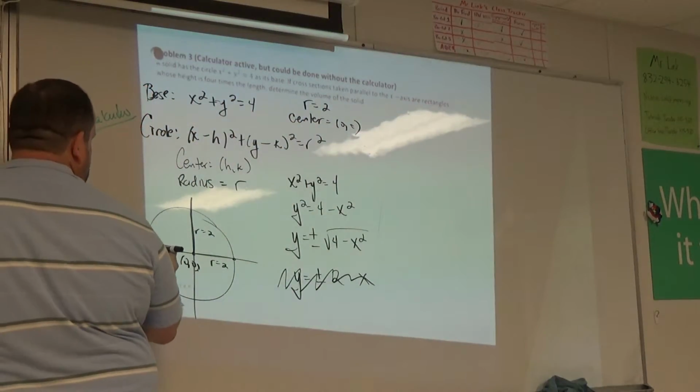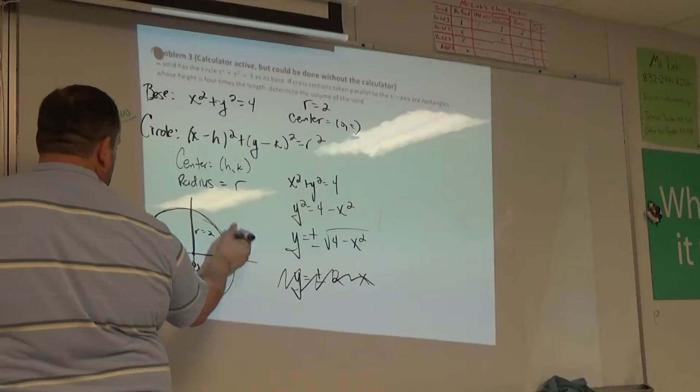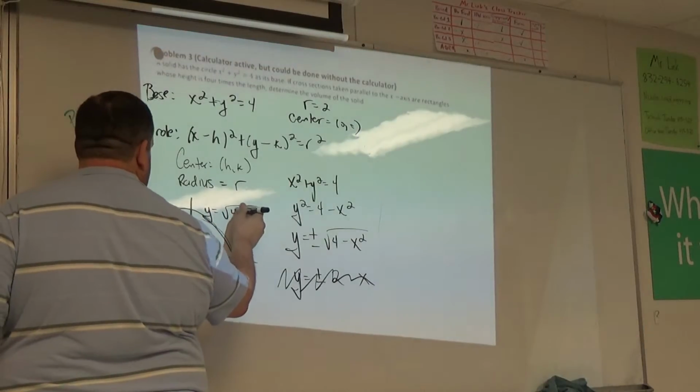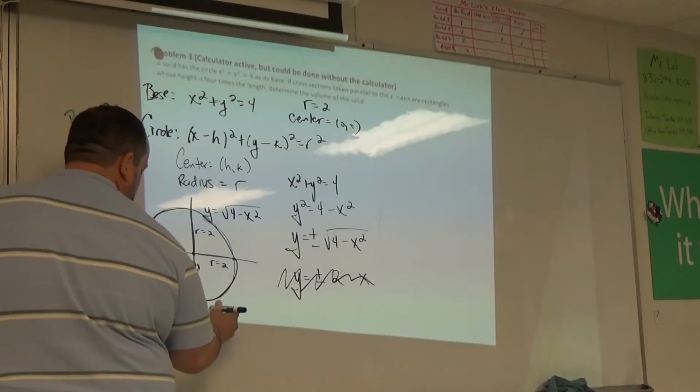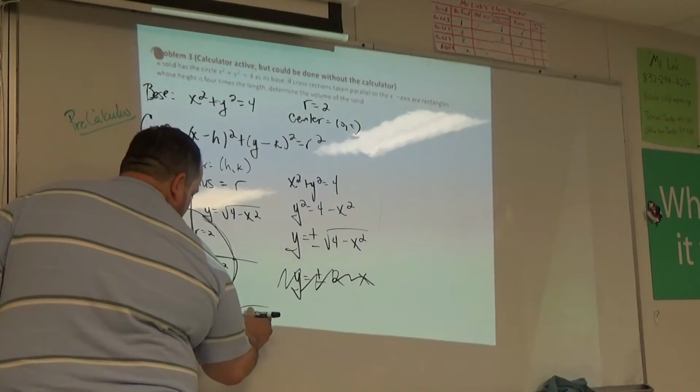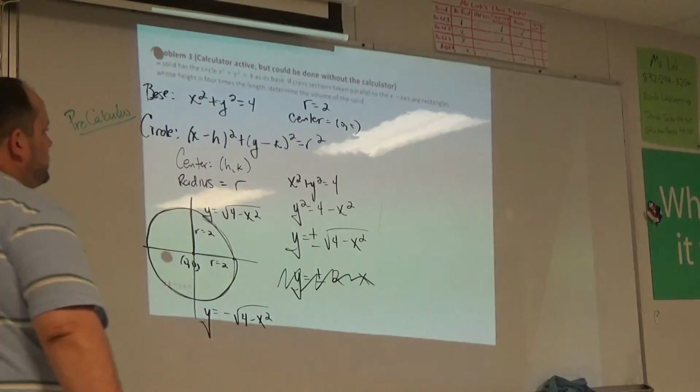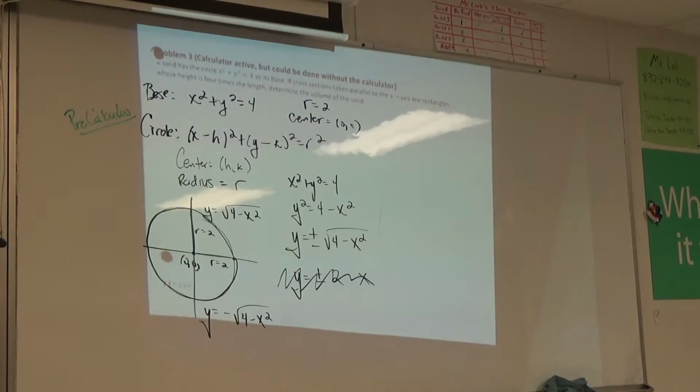The top half of the circle is the equation y equals the square root of 4 minus x squared. That's true. The bottom half of the circle is the equation y equals negative the square root of 4 minus x squared. That's true. All right, from there, keep going.